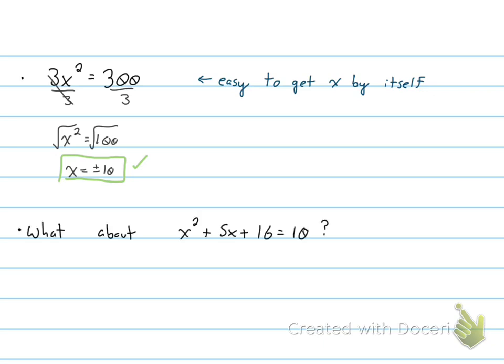But what if I have a question like this? x squared plus 5x plus 16 equals 10, and I want to solve for x. This question becomes a lot harder because I can't combine the x squared and x terms. So again, in the second half of this chapter, all we're really going to learn is different methods to solve a question like this. Today, we're going to focus on factoring.